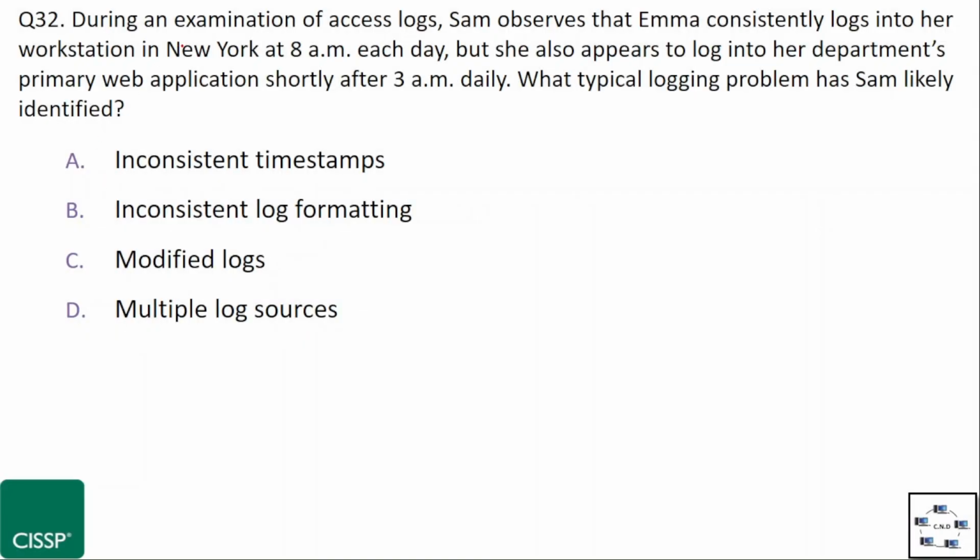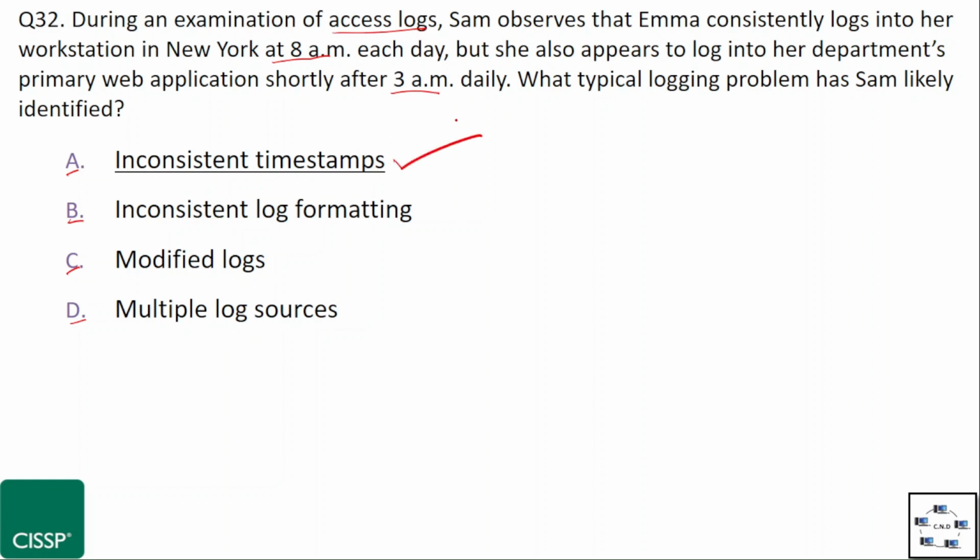Question number 32. During an examination of access logs, Sam observed that Emma consistently logs into her workstation in New York at 8 a.m. each day. But she also appears to log into her department's primary web application shortly after 3 a.m. daily. What typical logging problem has Sam likely identified? And the options are option A, inconsistent timestamps; option B, inconsistent log formatting; option C, modified logs; and option D, multiple log sources.